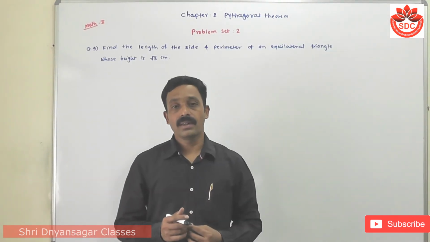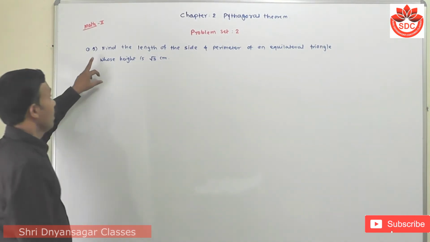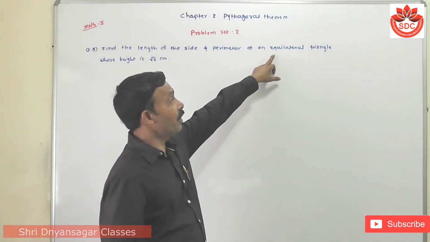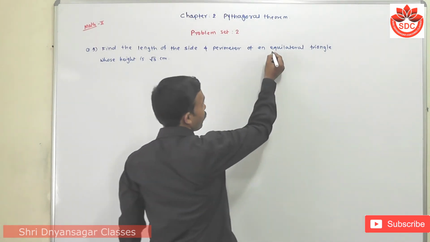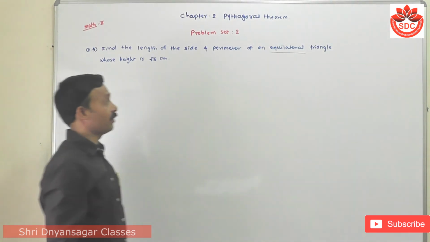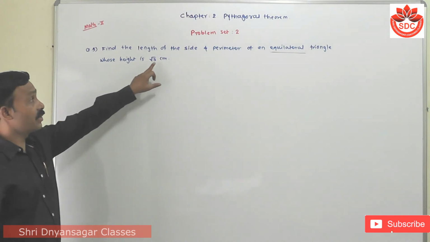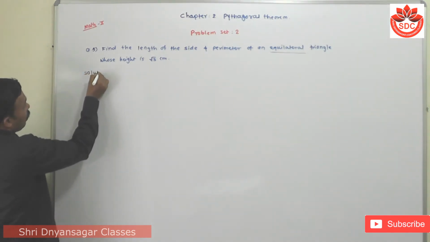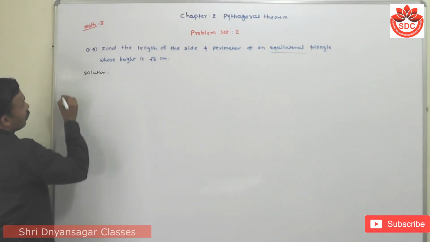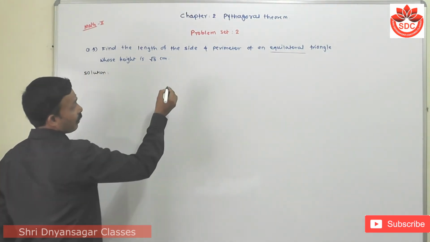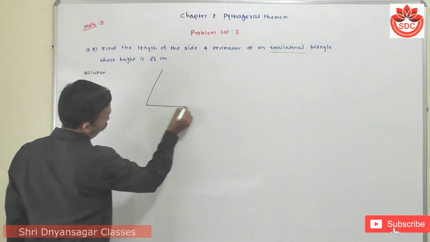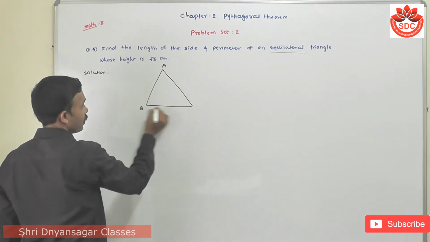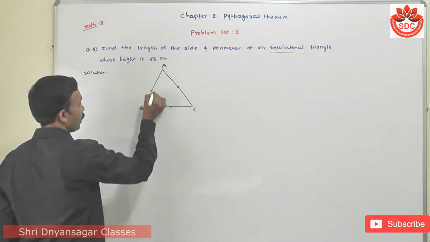Okay, let's see question number 5. Find the length of the side and the perimeter of an equilateral triangle, which means all sides are equal, whose height is root 3 cm. Its solution is: first I have to draw one equilateral triangle. Equilateral triangle means that all sides of the triangle are equal. A, B, C. Suppose that these three sides are equal.